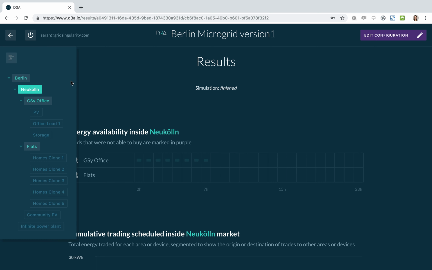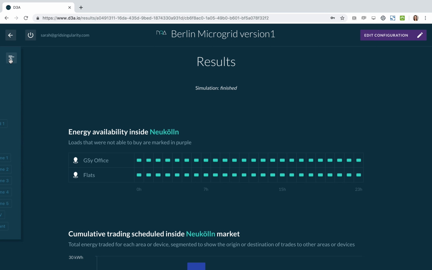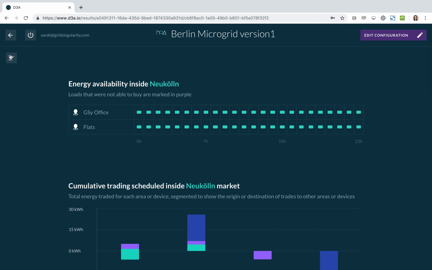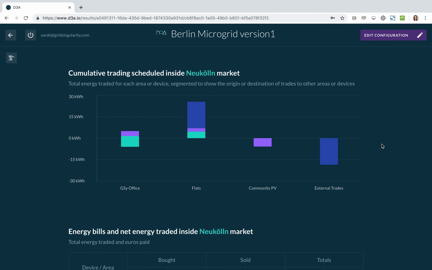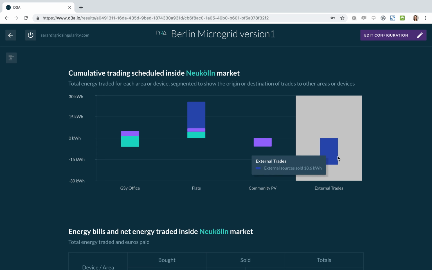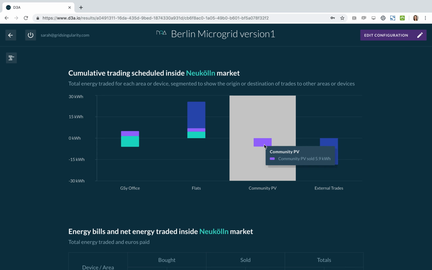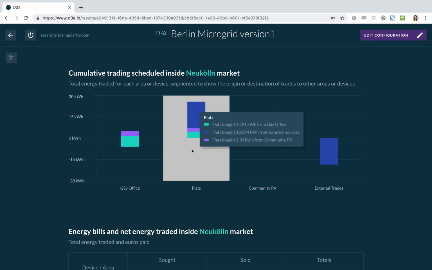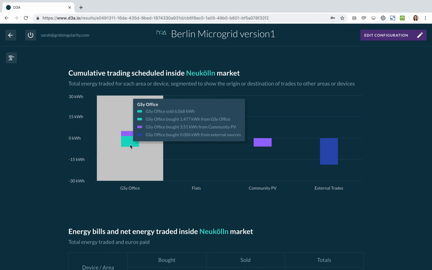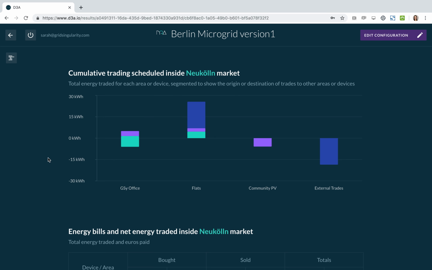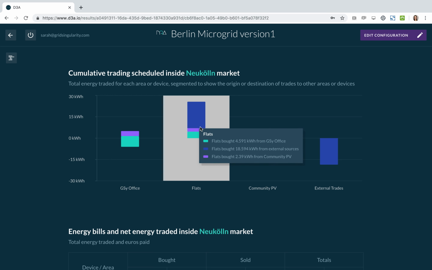And here, I can click on the market Neukölln, which is another area, and I see the two areas inside it, which are the GSY office and flats. And here, you can see more of what this graph is capable of in the cumulative trading. So here we have external trades. The community PV is producing this purple power. The flats are not producing any power, so they have no negative here. And then the GSY office is producing green.